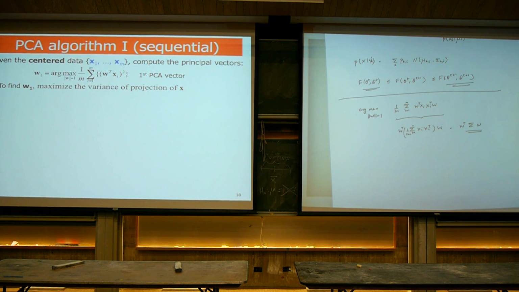Hopefully you all did this when you studied eigenvectors, but this follows from the Rayleigh-Ritz theorem, which says that if you have a quadratic form like that involving a matrix, then the w that maximizes that quadratic form is the principal eigenvector of that matrix. So a very simple solution to get at your principal components is to just form your sample covariance matrix and look at the top k eigenvectors, if you want a k-dimensional projection.